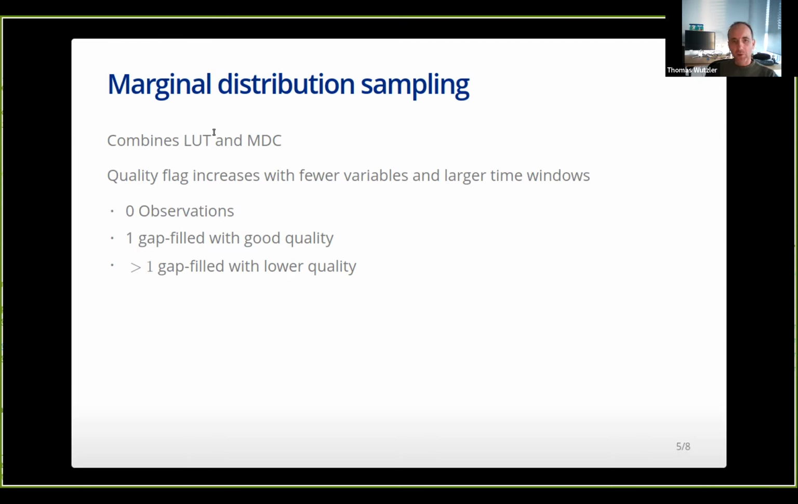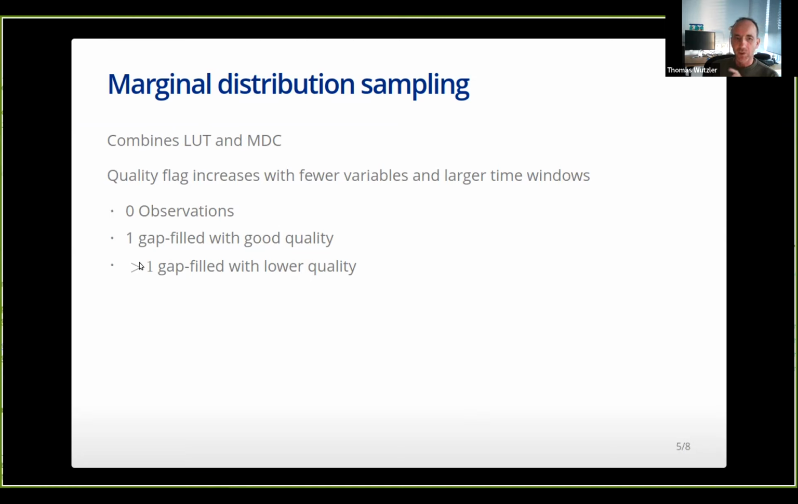And in order to get a handle on which quality of gap filling was used, of course it's better to have a lookup table in a short time window than using the mean diurnal course in a larger time window, there is a quality effect. And that increases if I have fewer variables in larger time windows. Zero means I have original observations, they are not filled. One means they are gap filled with good quality, and bigger than one means gap filled with lower quality.